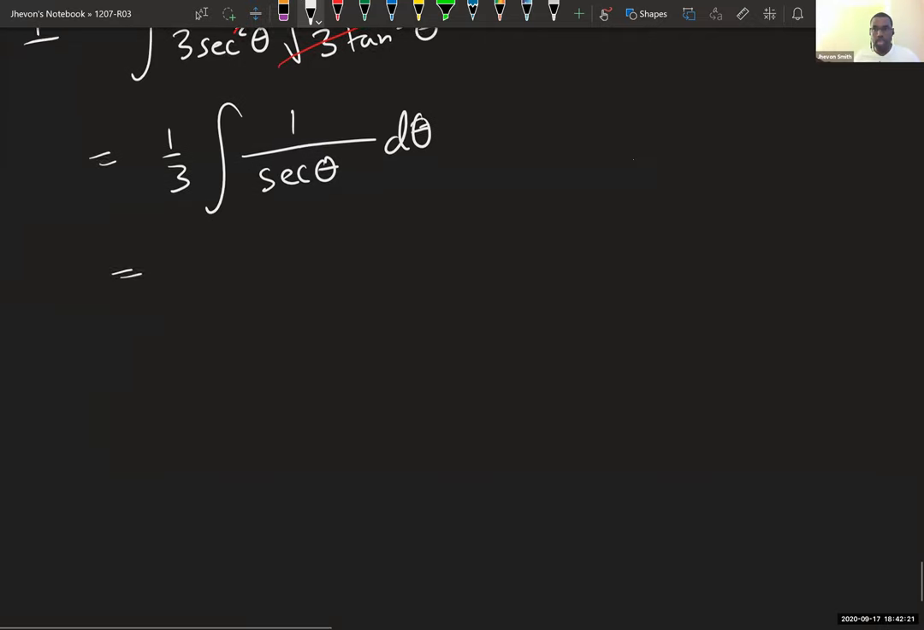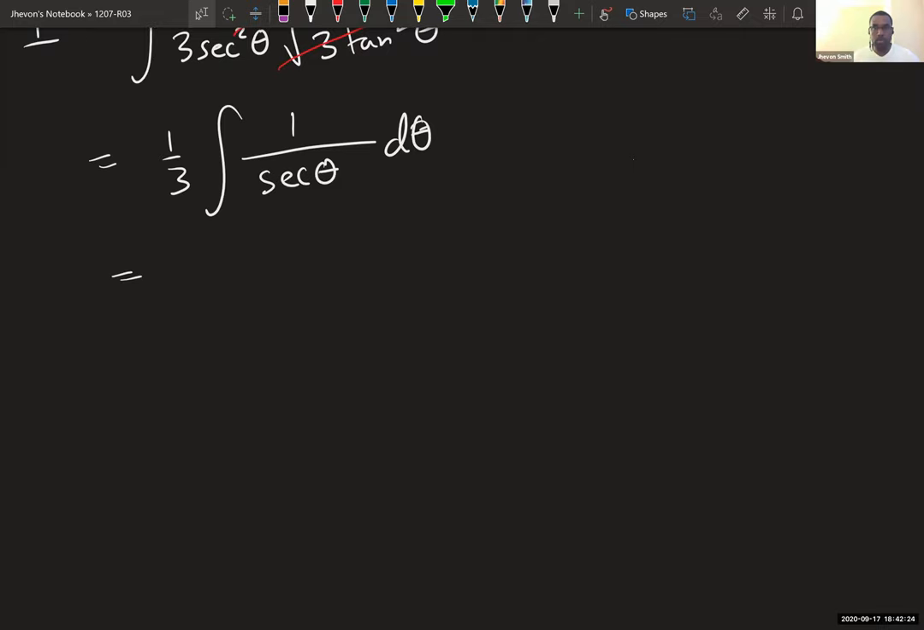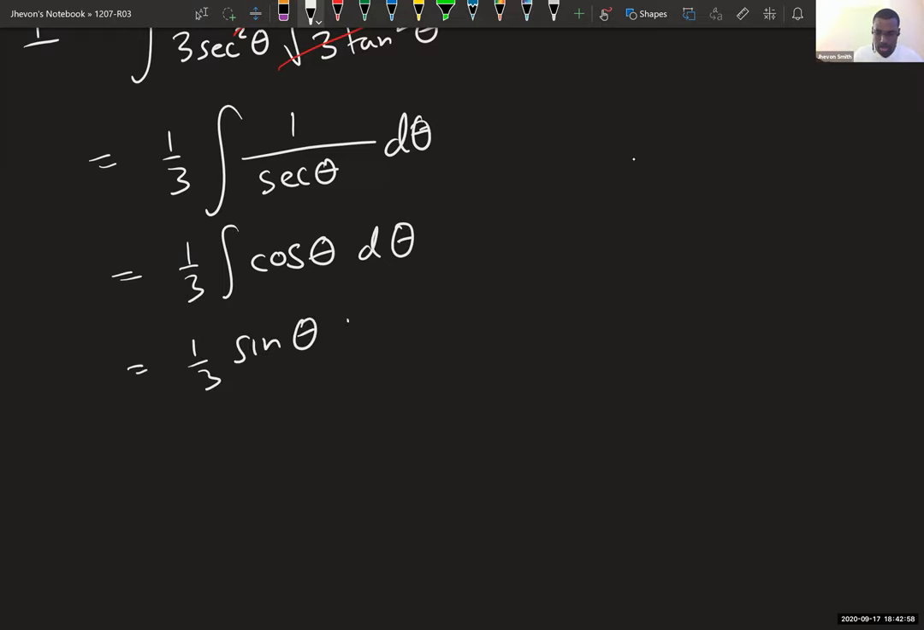How do we integrate 1 over secant? One over secant isn't tangent. What do you mean? Oh, never mind. How do you integrate 1 over secant, which is cosine? Isn't it cosine theta? Right. That's just a fancy way of writing cosine theta. Integral of cosine theta is sine theta. So that's the answer, but that's the answer in thetas. I need the answer in x's.